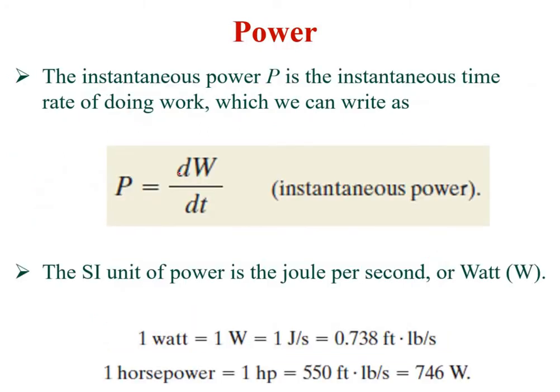And instantaneous power is the derivative of work with respect to time. So when work is given as a function of time, you can take the derivative of work and find the power. Work, we know, has units of joules, and the SI unit of time is seconds. So 1 joule per second is what we call 1 watt. Another conversion factor is for foot-pound per second, though it's not typically used. Another common unit is horsepower. 1 horsepower is 746 watts.